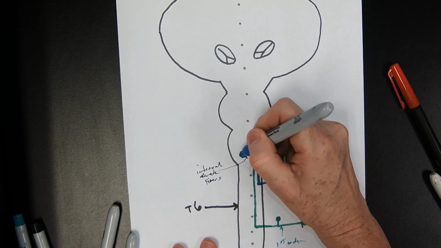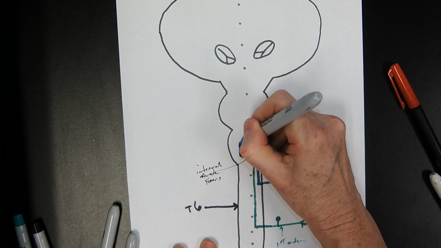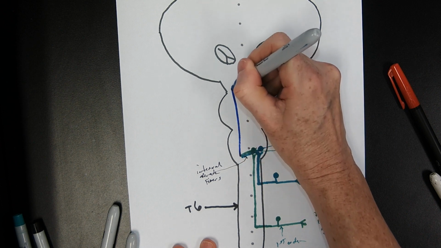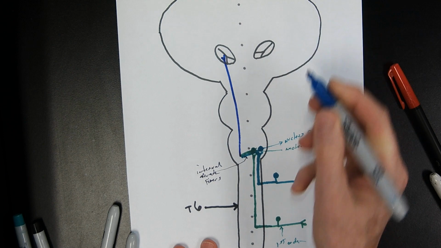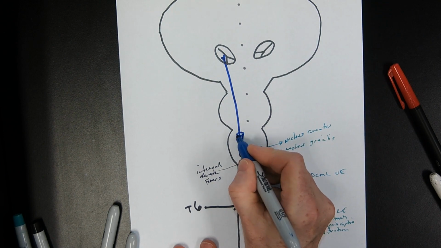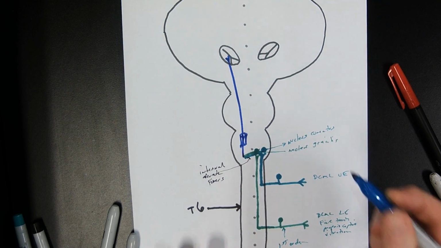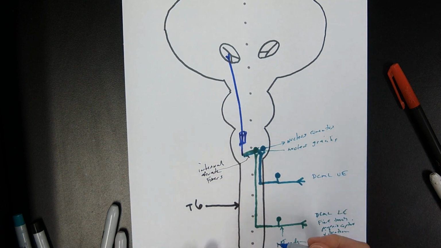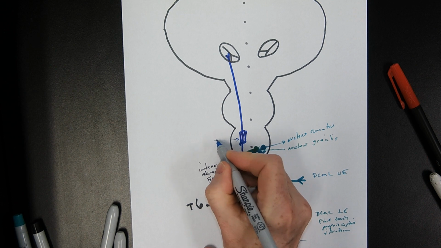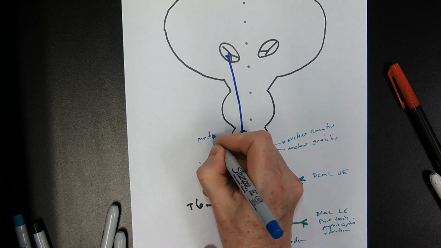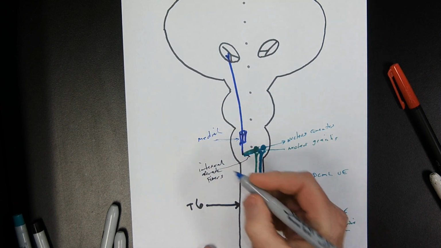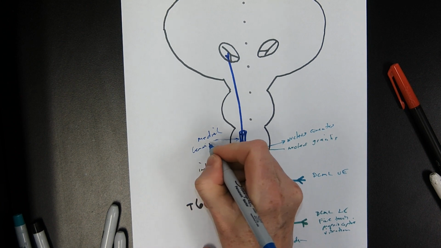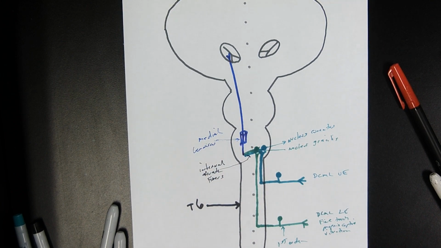Both tracts are traveling up through the same tract, and that tract is here. The name of that tract was medial lemniscus. So dorsal column, medial lemniscus. Medial lemniscus. Again, lemniscus is nothing more than a bunch of axons traveling together through three-dimensional space.